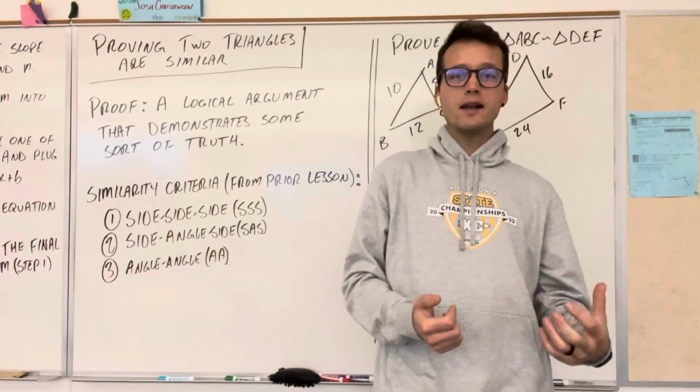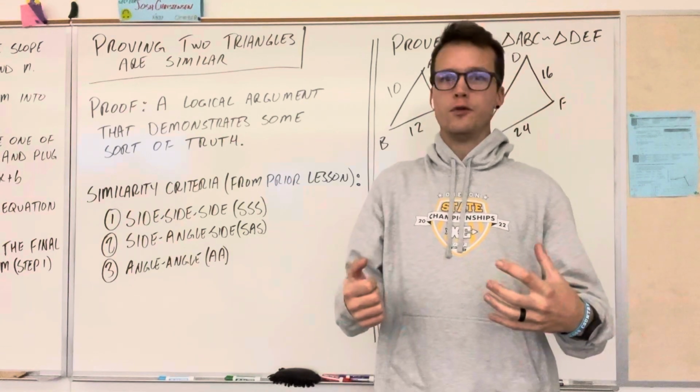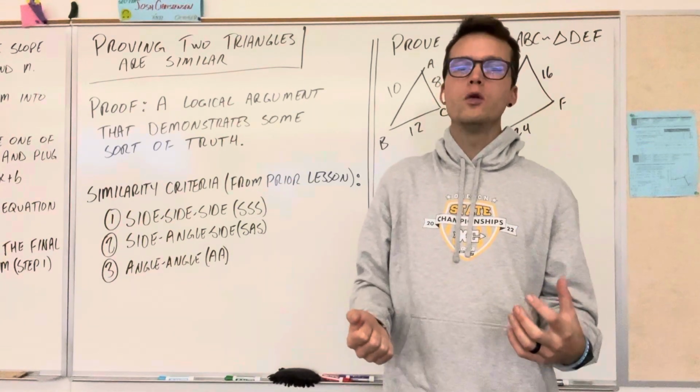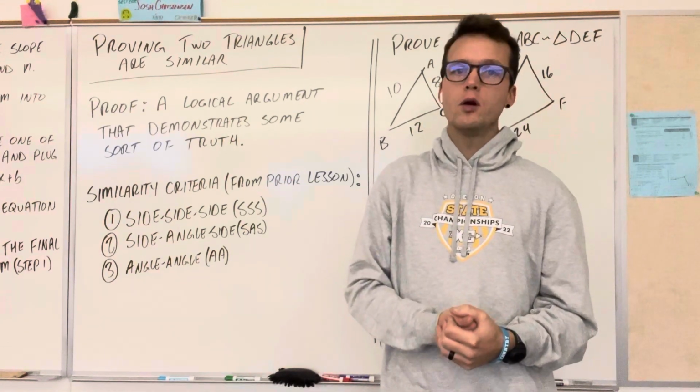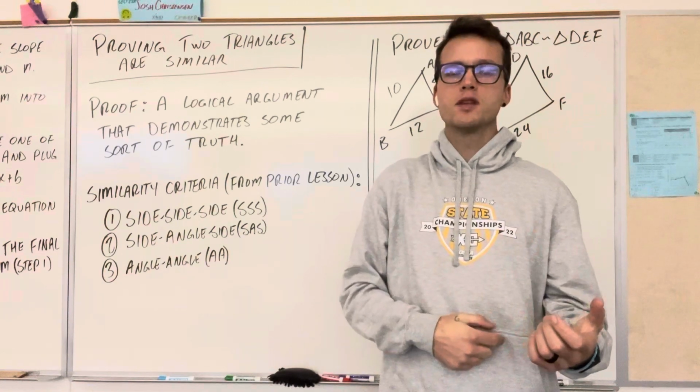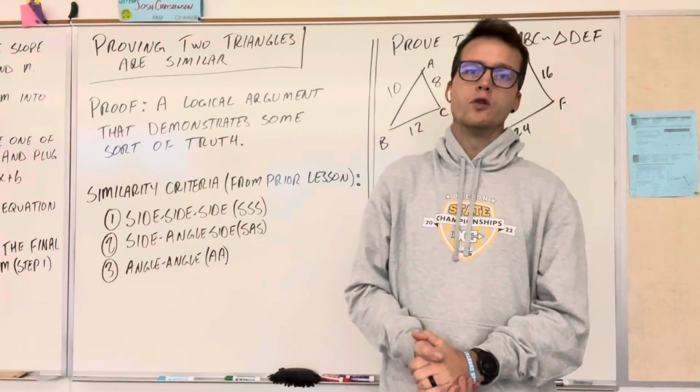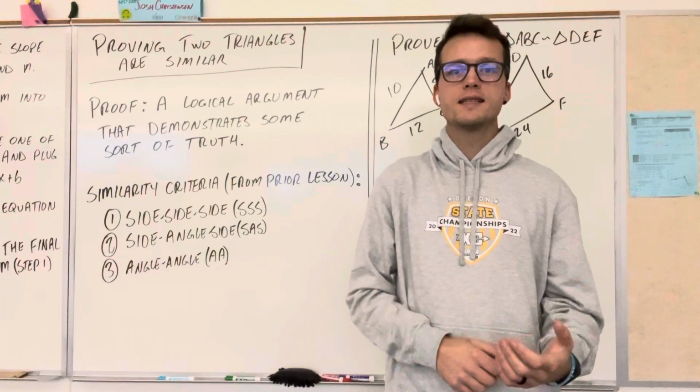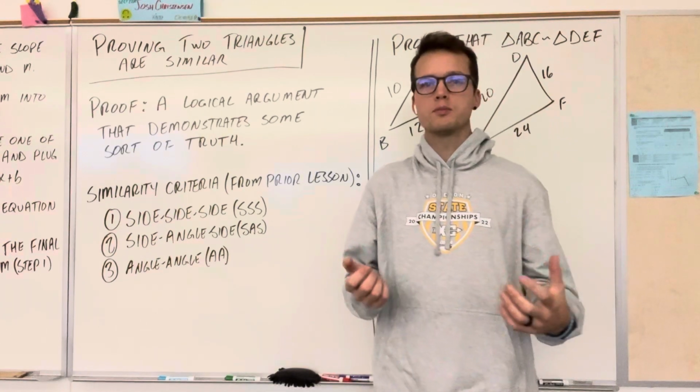A mathematical proof is foolproof. You cannot poke a hole in it. And if you can poke a hole in it by providing a counterexample of some sort, then it is not true. So we're going to practice this skill, and the arena that we're going to practice it in is with these similar triangles.